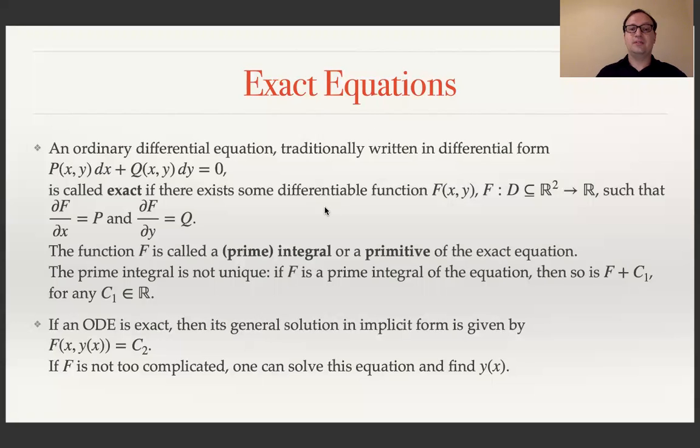Traditionally, exact equations are written in differential form, that is, p dx plus q dy is equal to 0. So we have some coefficient which may depend on x and y times dx plus another coefficient which can also depend on x and y times dy is equal to 0. x is the variable and y is the unknown function. So y is a function of x and it is the function we are trying to compute.